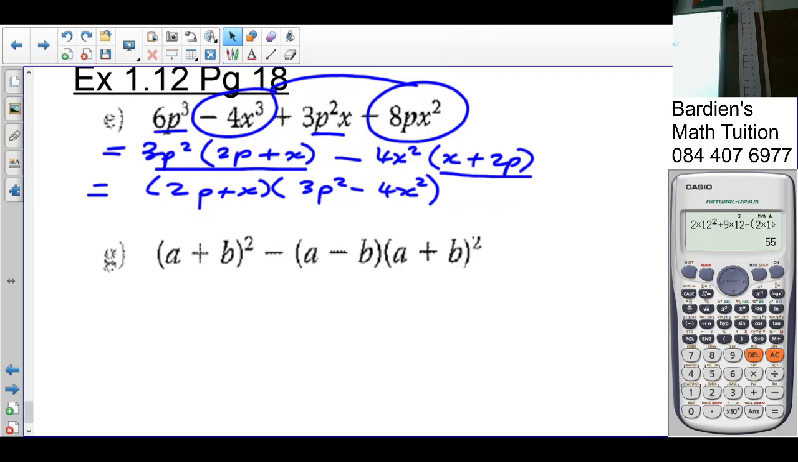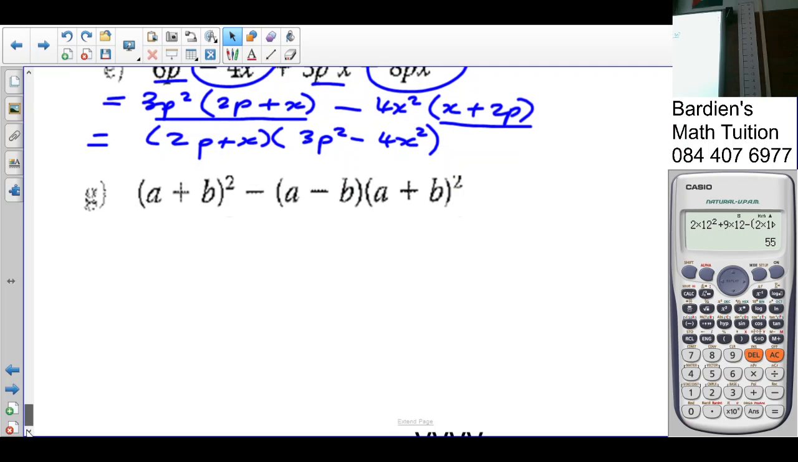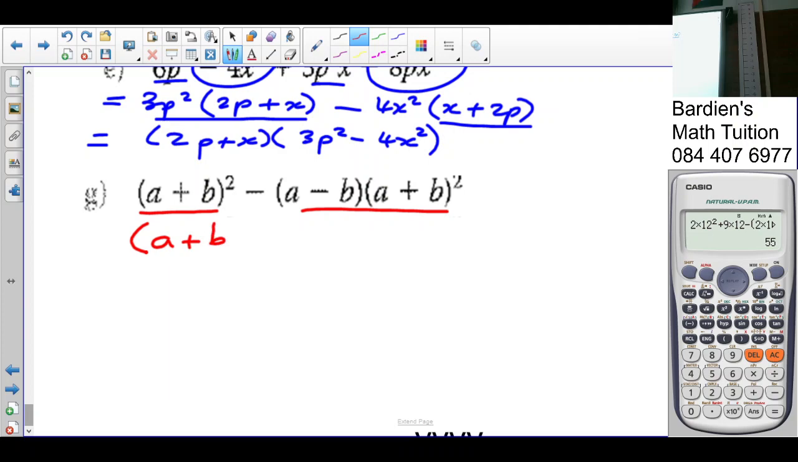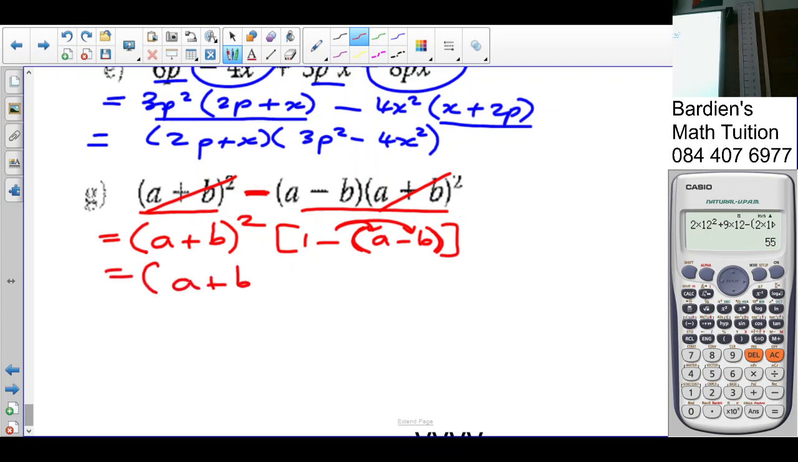And the last one, G. I think that's the last one. What is common here? A plus b all squared is common. If I take this out, what am I left with? 1 minus. If I take that out, I'm left with a minus b. Never do we have a bracket within a bracket as an answer. What do we do? I get rid of this by multiplying in the bracket. Why do I have this bracket here? Because of that negative sign. So it's going to be a plus b squared into 1 minus a plus b. Right? You guys got it?